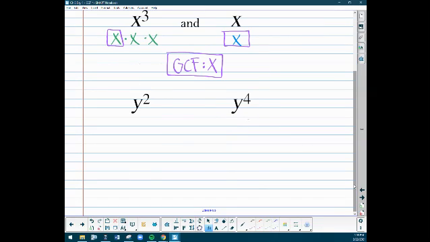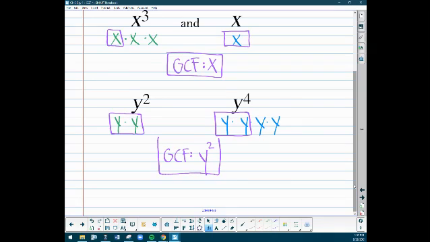Let's look at one more example of a variable because I know these can be a little bit tricky. I've got y squared and y to the fourth. If it's helpful, again, write it out. Y squared is y times y. Y to the fourth is y times y times y times y, 4 copies. How many do they have in common? I've got 2 over here, which matches up with 2 over there. So their GCF between y squared and y to the fourth is the smallest exponent that they both share. They share 2 y's, so it's y squared.